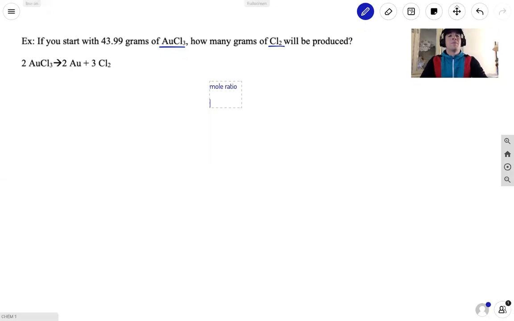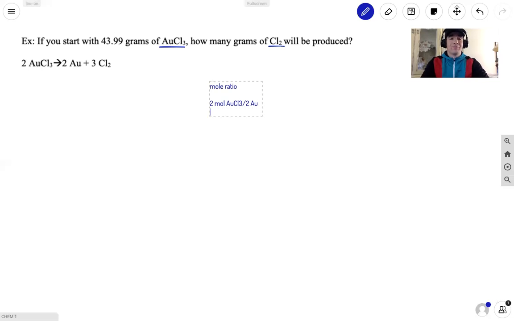Mole ratio. So pretty much for a mole ratio, you look at the equation, and all we're doing is comparing the moles of one thing to the moles of another thing. You're going to use this for every single problem. So if we want to compare moles of gold trichloride to moles of gold, then we're going to need a mole ratio. For every 2 moles of gold trichloride, we have 2 moles made of gold.